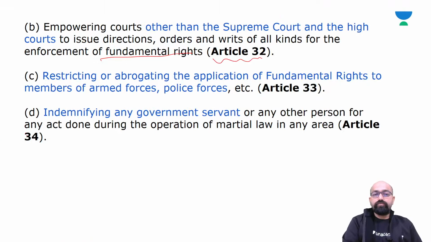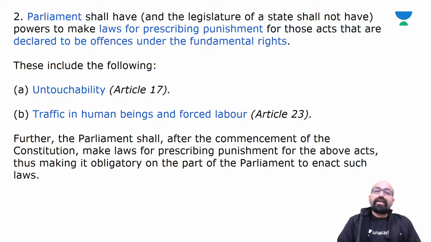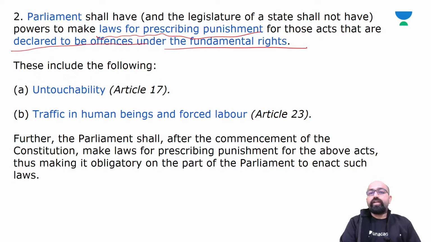Next, third provision, restricting or abrogating the application of fundamental rights to members of armed forces, police forces, etc. under Article 33. And next provision, indemnifying any government servant or any other person for any act done during the operation of martial law in any area, that is Article 34. Alright, so these are the provisions related with Article 35. Now next, Parliament shall have powers to make laws prescribing punishment for those acts that are declared to be offences under the fundamental rights.